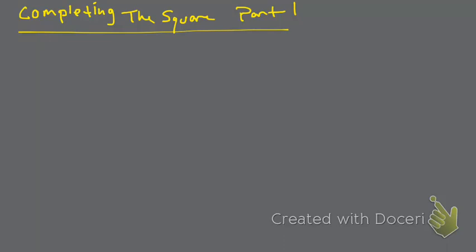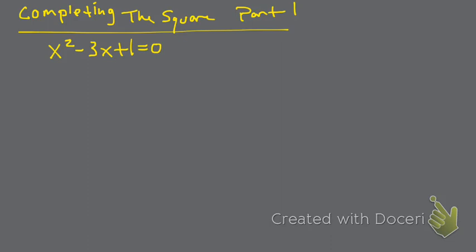This video is about completing the square. We're going to start off with the reasoning behind why we need to complete the square, and I think a good place to start is with an example. So let's say we have a quadratic x squared minus 3x plus 1 set equal to 0 that I'd like to solve.